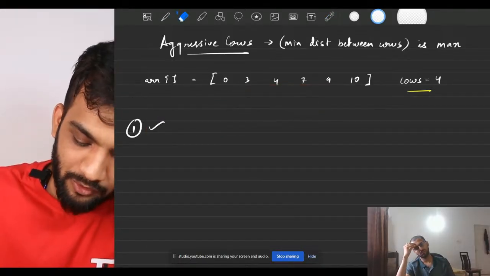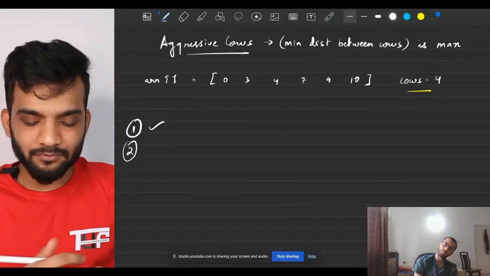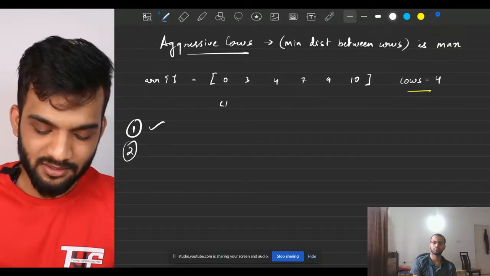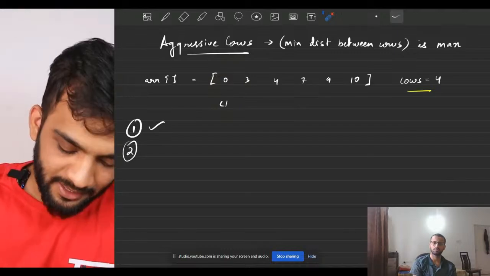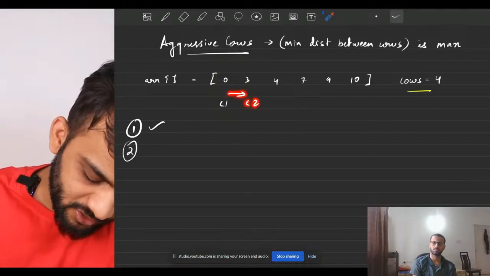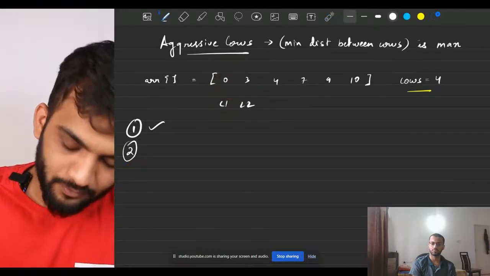But what am I looking for? I'm looking for the max. So let's maybe take 2 and see if it is possible. Let's try. Can C1 be here? Yes. Again, ideally always at the first place, because I want to place more cows. Can I place C2 here? Yes, because the distance will be 3 and I need to maintain a distance of 2. So I can. Okay, let's see.